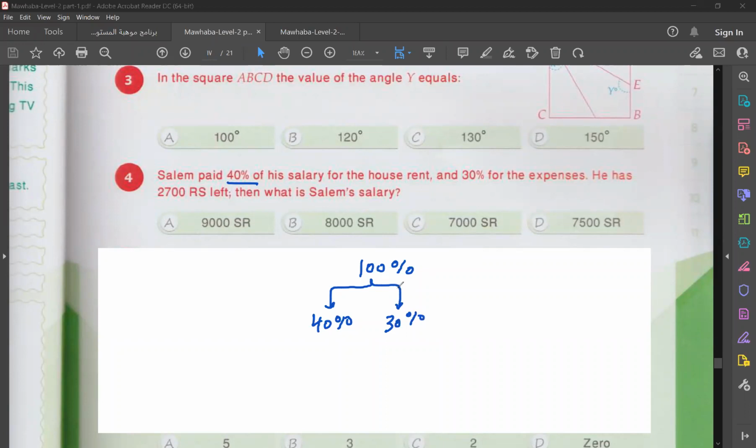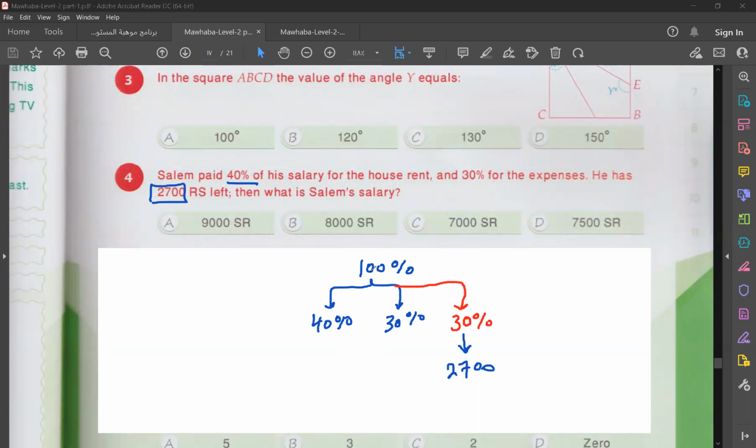Now, what is left? What is the remainder here? Can you tell me, Zahra? The remainder will be 30, because when you add 40 plus 30 plus 30 it is 100, right? This 30%, this 30%, represents what? It represents 2,700, right.